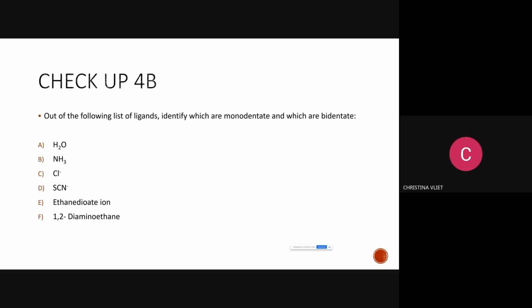All right. H2O. Monodentate, bidentate, or polydentate? Monodentate. NH3. Mono. Cl minus. Mono. SCN minus. Monodentate. Ethanedioate. Bidentate. And 1,2-diaminoethane. Bidentate.